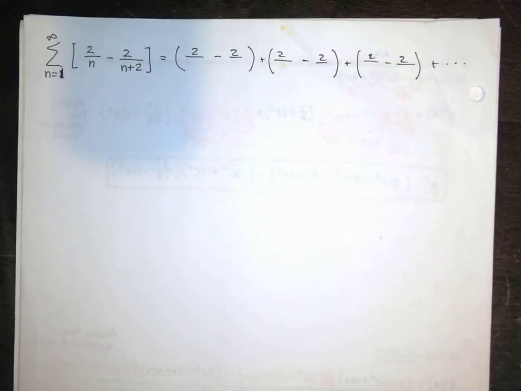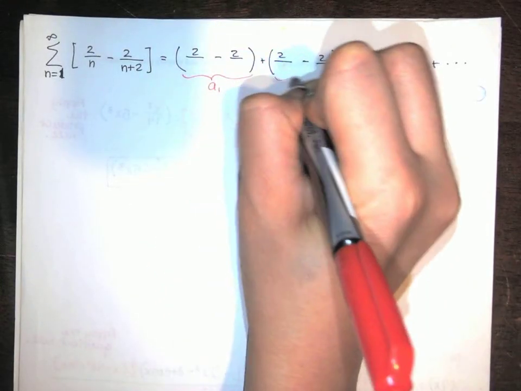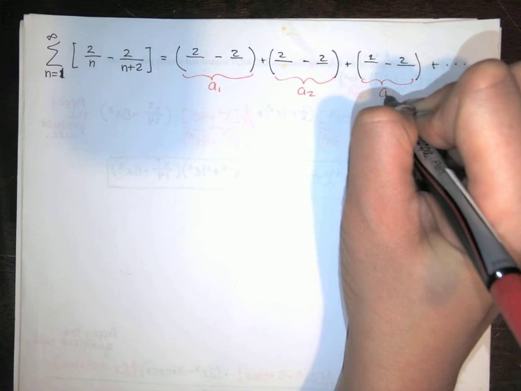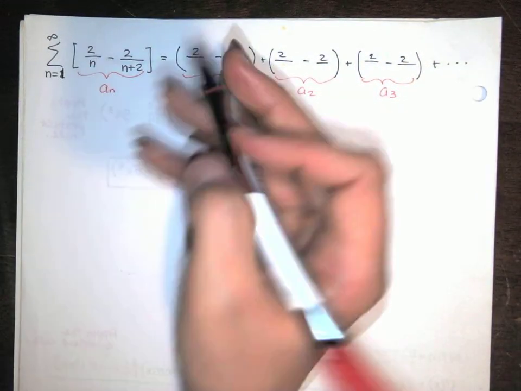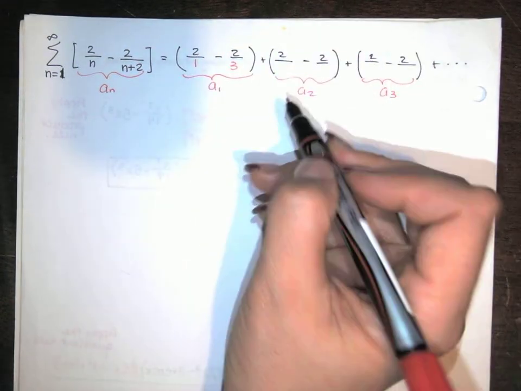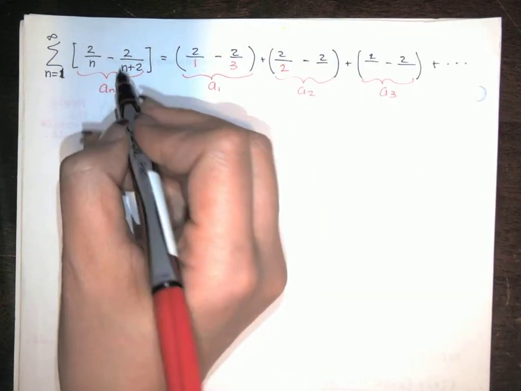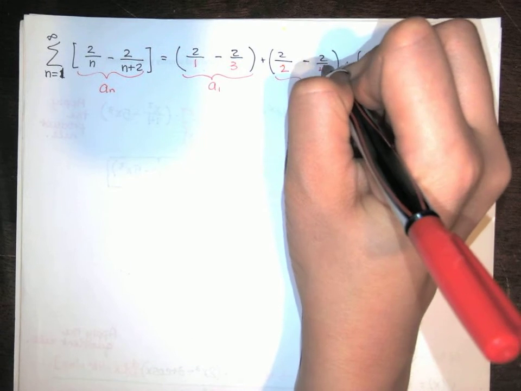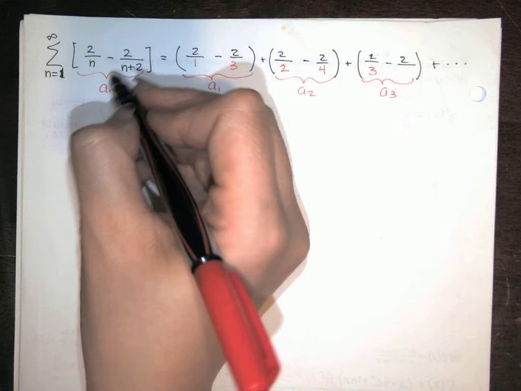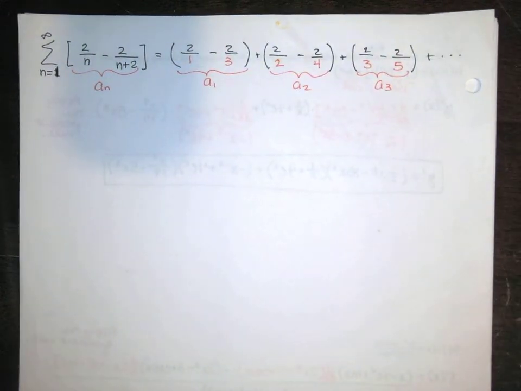Okay. So there's my series. And here's a sub 1, here's a sub 2, here's a sub 3, and we're going to add all those together. And this is a sub n. When n equals 1, we get 2 over 1, and n is 1 here, so I've got 2/3. When n equals 2, we get 2 over 2. And if n is 2 here, I get 2 over 4. When n is 3, I have 2 over 3. And 3 plus 2 is 5, so 2 over 5. Okay, so that is what our series looks like expanded.